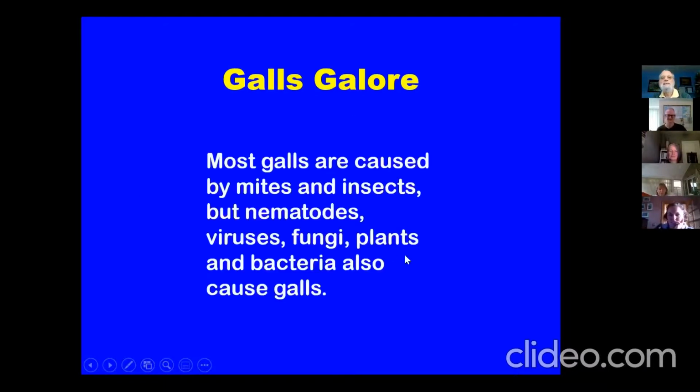Okay. These are the things that cause galls. The ones that we mainly deal with are the mite, insect, and fungus caused galls. But you can see that virus and bacteria are in there as well. And we've already mentioned crown gall, Agrobacterium tumefaciens.